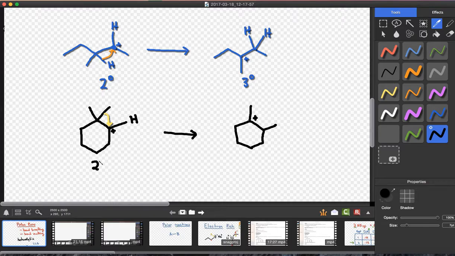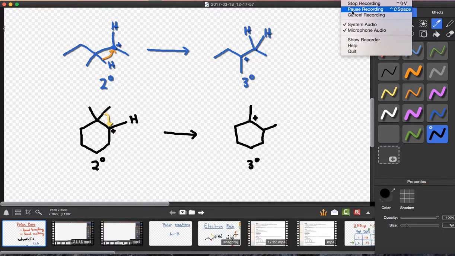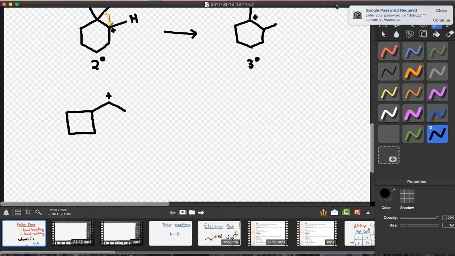I started with a secondary carbocation. I end with a tertiary carbocation. Finally, when you're looking at carbocation rearrangements, you have to be willing to think outside the box. So here we have a cyclobutane derivative in which we have a secondary carbocation.